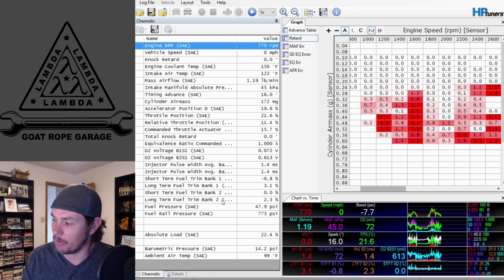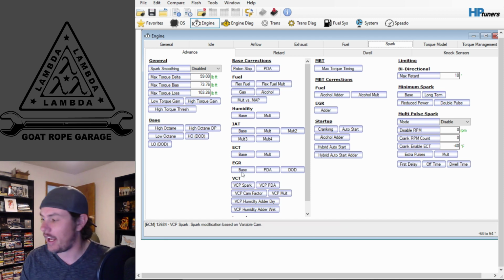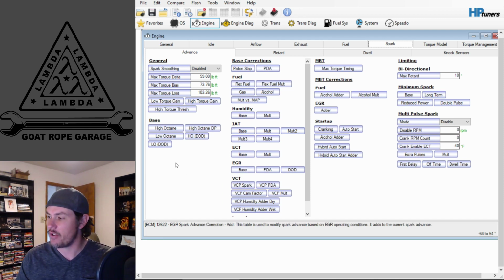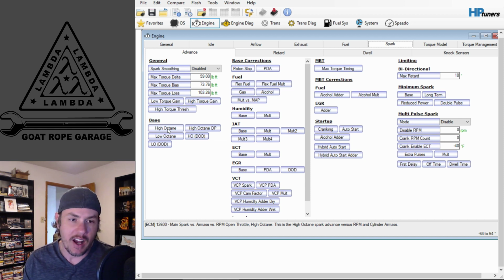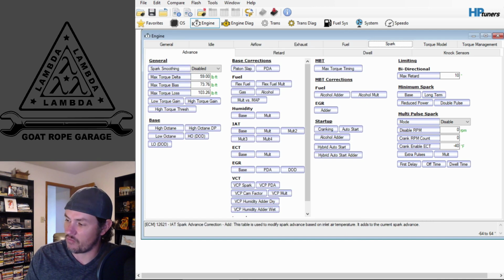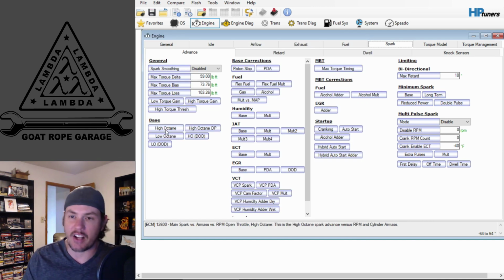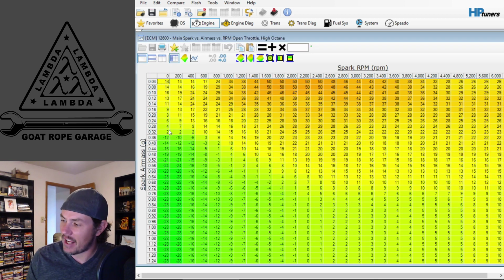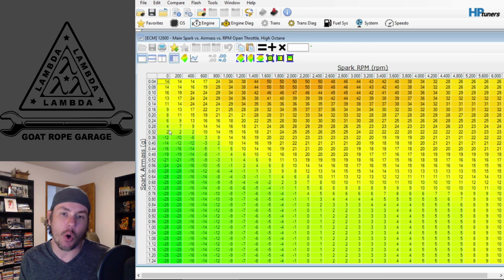But if we jump over and look at the tune, this is a Gen 5 base tune, and if we go into the advanced table, you can see that we've got our base tables down here, which are high octane, low octane, and then of course we've got the DOD, and we're not concerned about that. We're just looking at high octane and low octane right now. This high octane table is our goal. We want to try and at least make this.